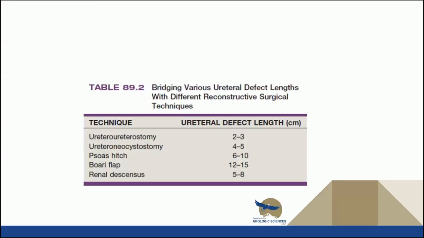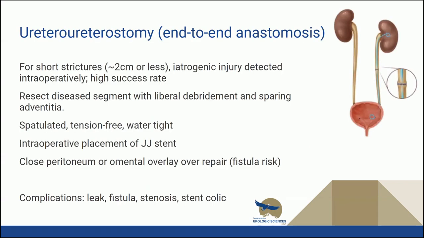And so this is just a table that summarizes potential management techniques depending on the ureteral defect length. Ureteroscopy usually used for short strictures for just primary excision of the defect. And so we'd be looking at just removal of that segment, as well as having an intraluminal stent to help with healing there. Sometimes there could be an omental overlay over the repair to reduce fistula risk and as well as to improve healing.